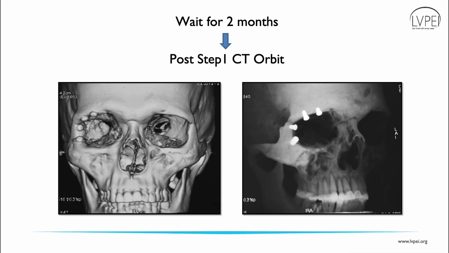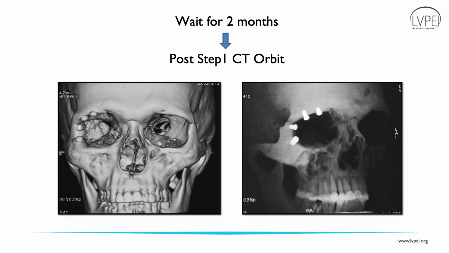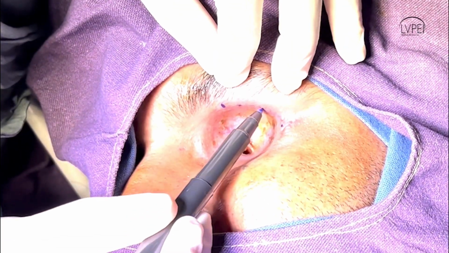After a wait of roughly 2 months for complete osseointegration, we take a CT scan again to confirm the position of implants with respect to the orbital rim. Now it's time to consider step 2. Let us move on to the procedure of step 2.